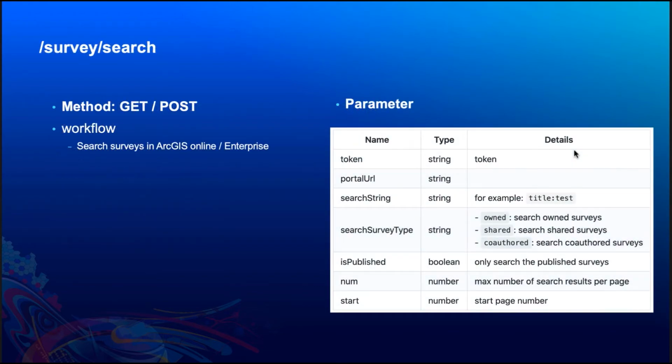You can use the search endpoint to search surveys in ArcGIS Online or in your ArcGIS Enterprise. By setting the search string parameter, you can search surveys by keywords or by tags. And you can also set the search survey type parameter to search the surveys you own, the surveys that have been shared with you, or the surveys you are a co-author of.